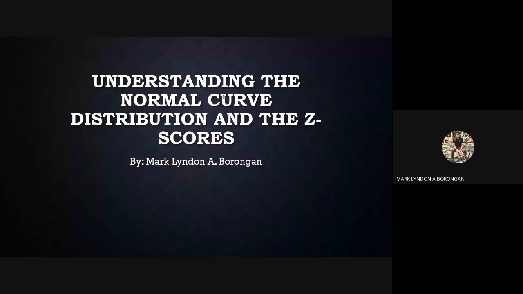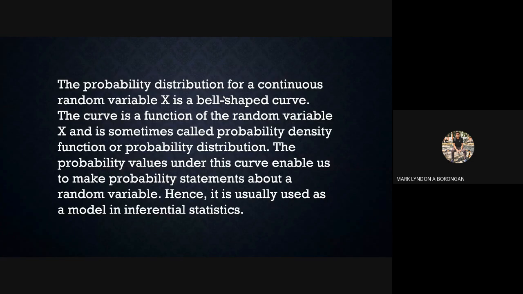So our topic for today is about understanding the normal curve distribution and the z-scores. Okay, so the probability distribution for a continuous random variable x is a bell-shaped curve. The curve is a function of the random variable x and is sometimes called a probability density function or probability distribution. The probability values under this curve enable us to make probability statements about a random variable. Hence, it is usually used as a model in inferential statistics.